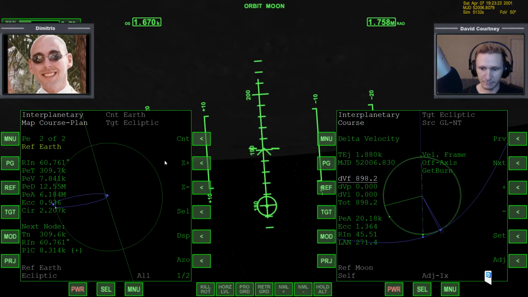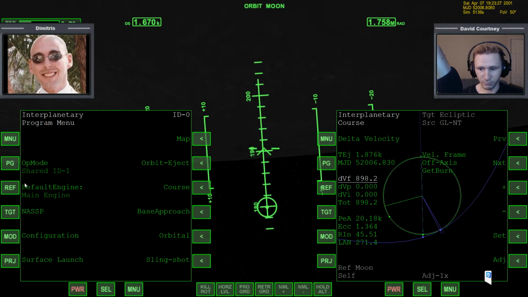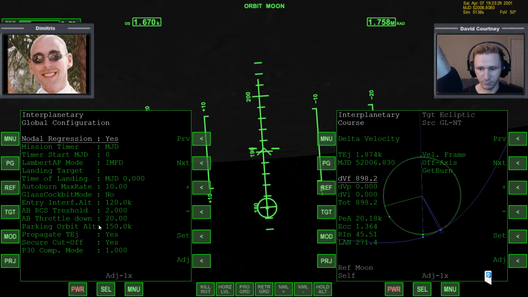One thing that I forgot to mention, please go back to the menu and set our landing target to the base that we want to land. So go to the configuration and landing target, set Wide Awake International, and set.